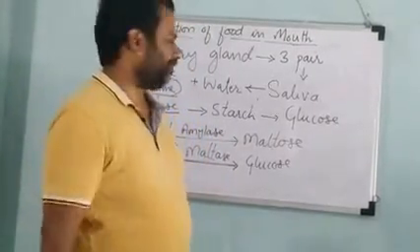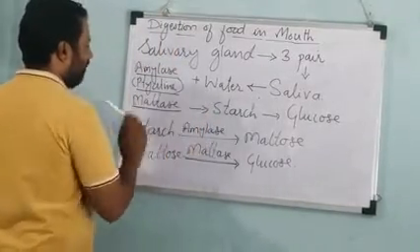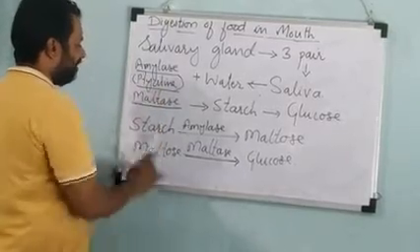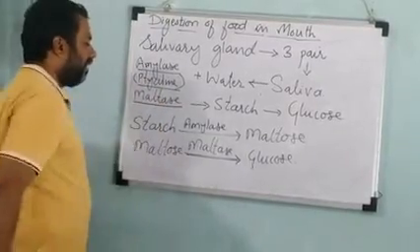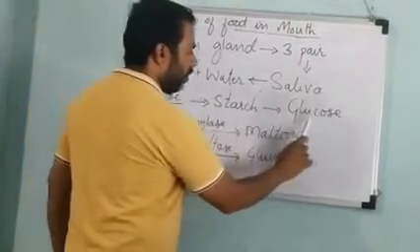What are they? We'll see later on. So here in the saliva are present water plus two enzymes. First is salivary amylase, that is ptyalin, and second one is maltase. These two act on the starch and convert the starch into glucose.